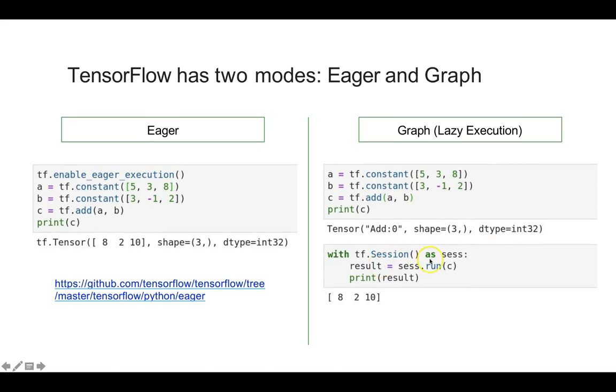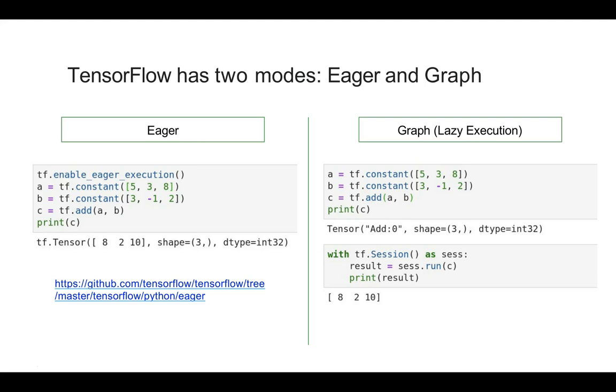If we want to get the results, we have to use a session. So, hey session, please run this and give us back the result, we have to say. With tf.Session as sess, result is sess.run, then pass c. Now if I print result, it gives me the same result as in eager mode. The result in this case is like a NumPy array.